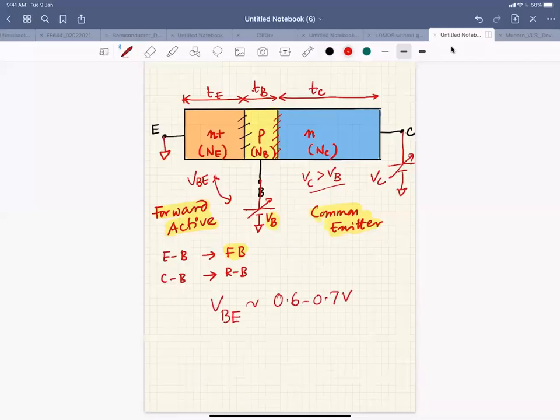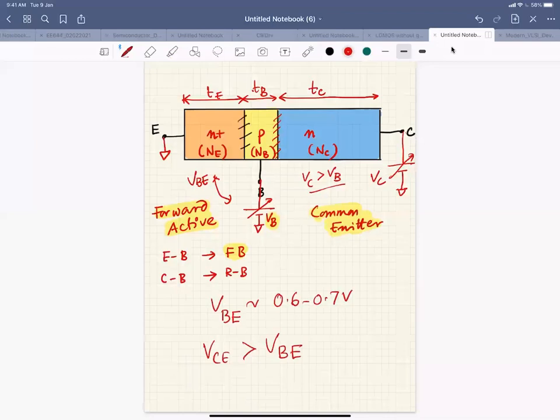Now the collector base junction needs to be reverse biased. So I will apply VC. VC will be more than VB because I need this junction to be reverse biased. So I'll write down here VCE is more than VBE. I'll apply some voltage to the collector where VC is greater than VB. If I do that, then your emitter base junction is forward biased, collector base junction is reverse biased, and the transistor is operating in the forward active mode of operation.